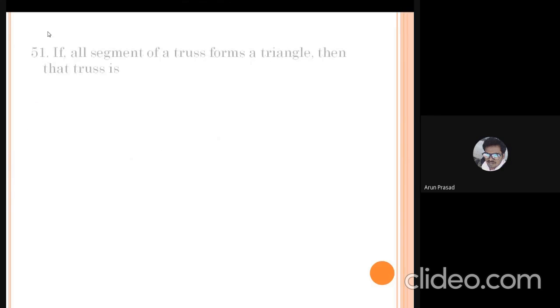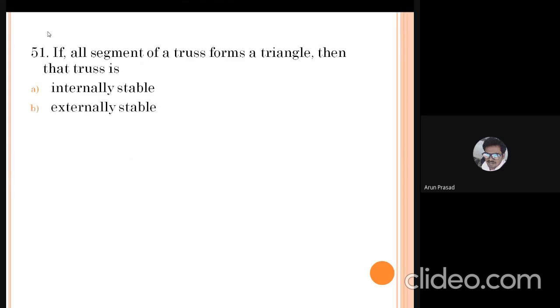So I think we have questions. Okay. So next, if all the segments of a truss form a triangle, then the truss is internally stable, externally stable, internally unstable, or externally unstable.